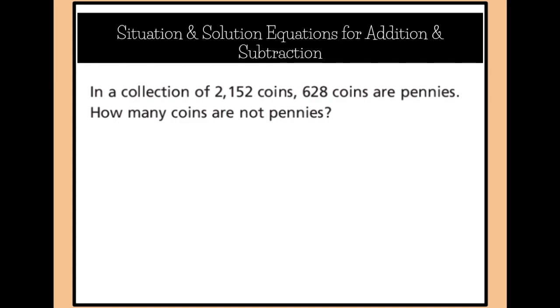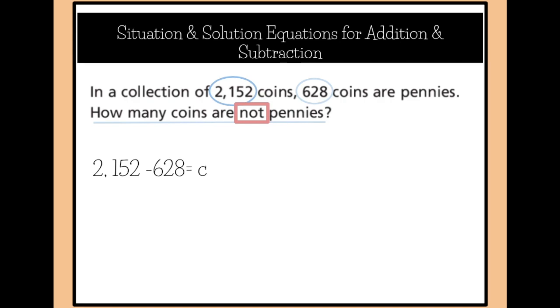The letter C in cubes tells us to circle the numbers. So I went ahead and I circled 2,152, and also 628. The U in cubes tells us to underline the question. Our question here is how many coins are not pennies? And finally, in our cube strategy, we're going to do the letter B, which tells us to box important words. An important word that I found here was the word not.